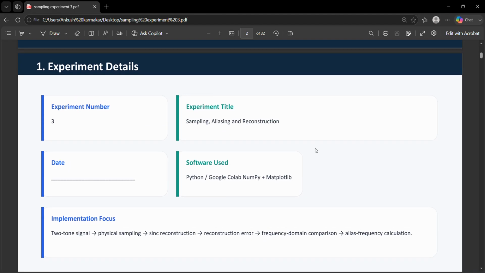Experiment details. The experiment follows a complete process. First I generate a two-tone signal, then I physically sample it at different sampling frequencies. After sampling, I perform sinc reconstruction. Finally, I calculate the reconstruction error, compare the signals in the frequency domain and calculate the aliased frequency for the undersampled case.